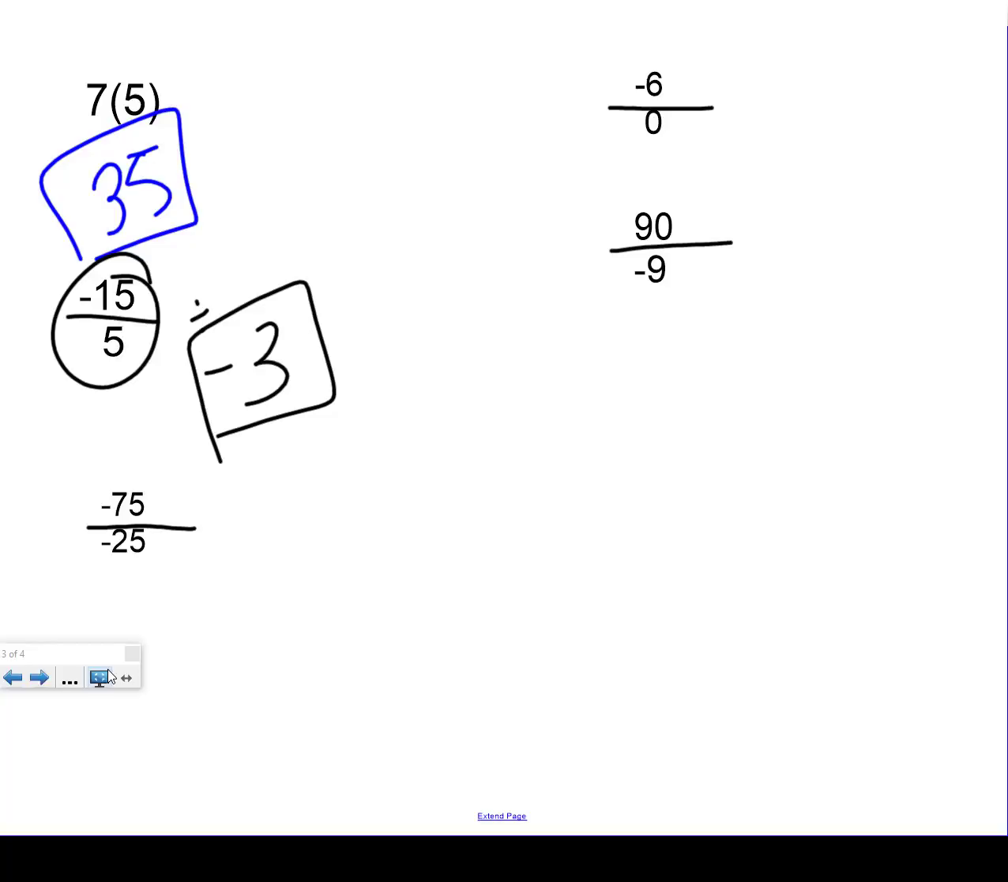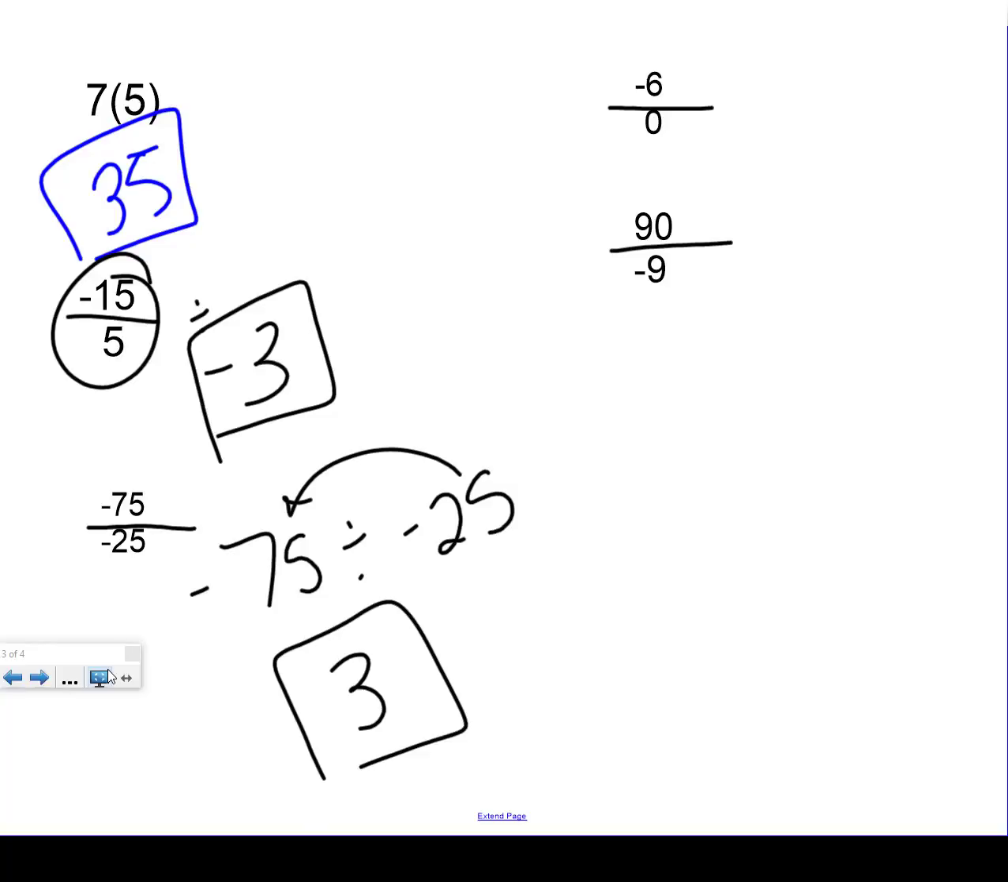Okay. This next one, division problem, which is going to actually be -75 divided by -25. Okay, so 25 goes into 75 how many times is what we're working on. Well, 25 goes into 75 3 times. The signs are the same, so it is a +3.